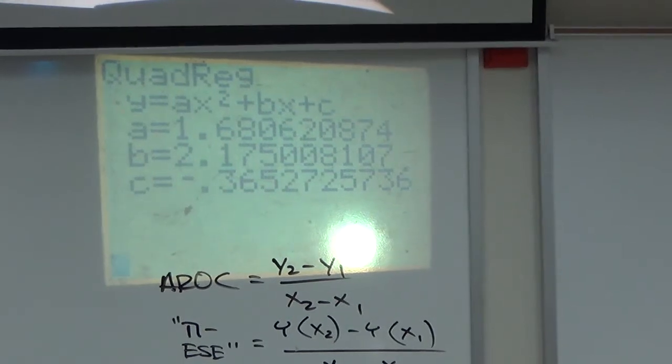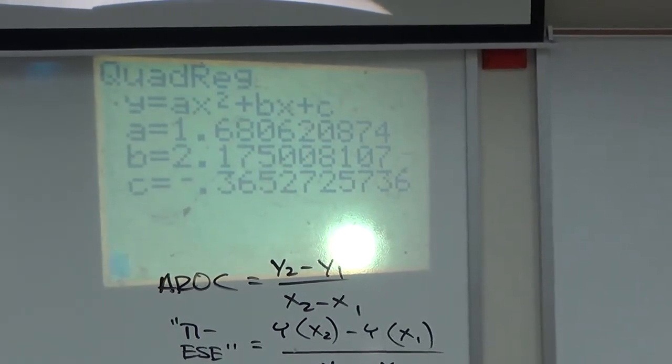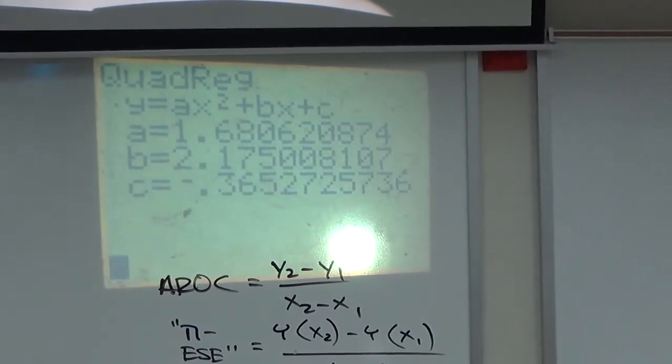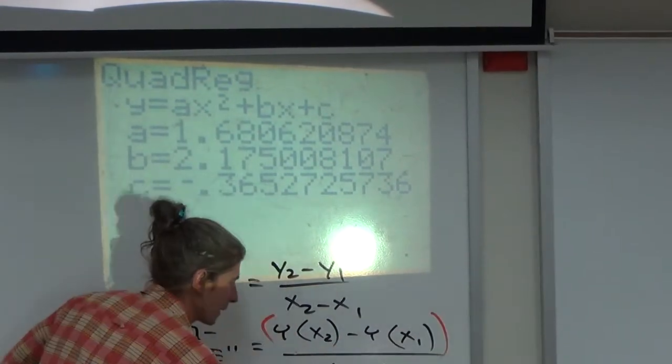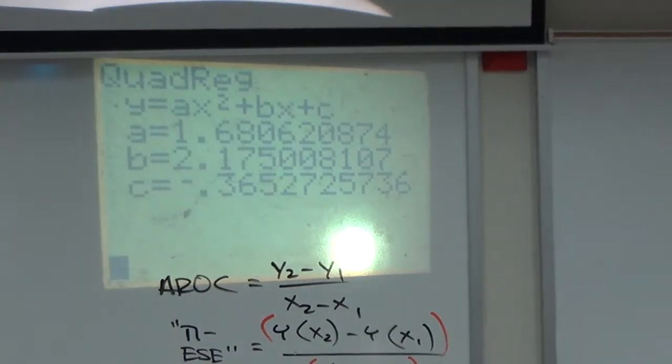So, the first thing you've got to do, well, you can't see this, but you have to tell the TI you've got a fraction. So you're going to have to put parentheses around your numerator and denominator.